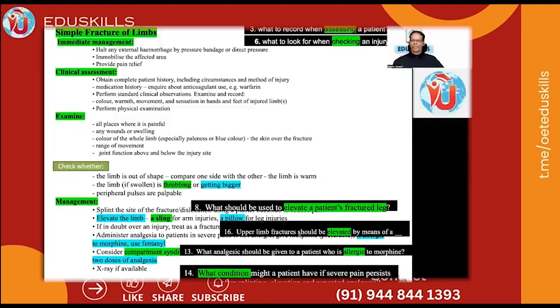And upper limb fractures should be elevated by means of, upper limb means arm, elevation by sling. So direct. A sling. Check to see whether swollen limbs are dash in size. Getting bigger. Swollen means getting bigger. Throbbing. Yes, getting bigger.